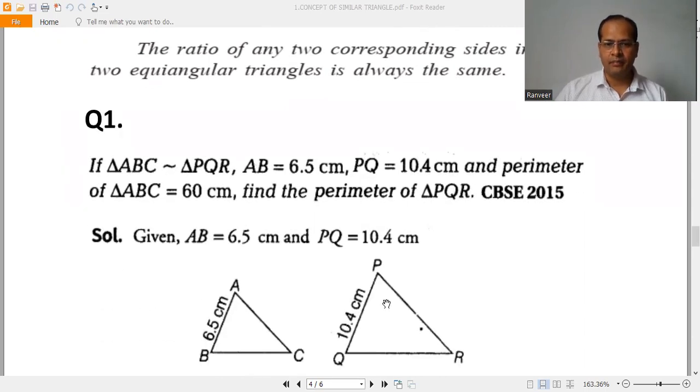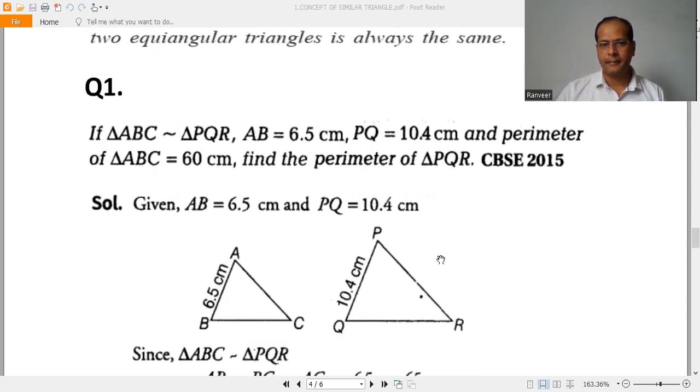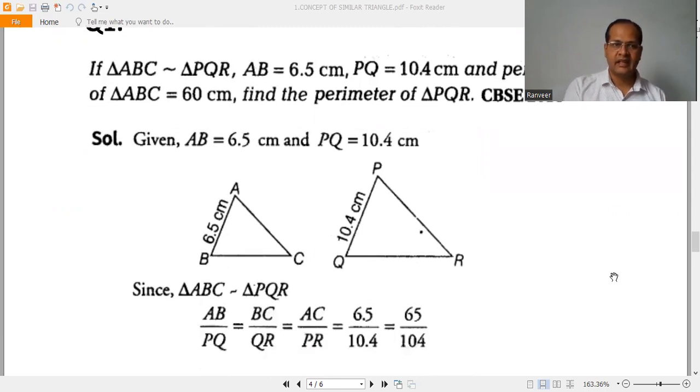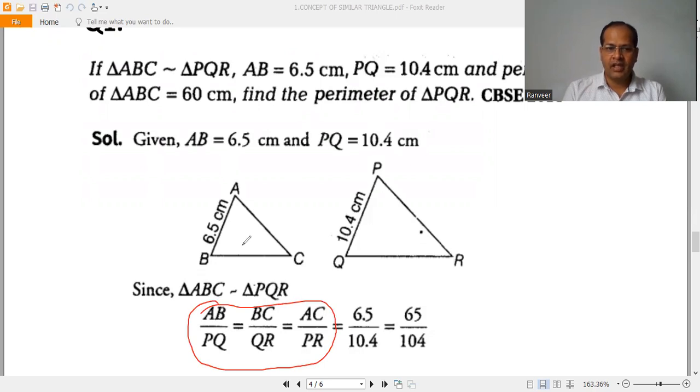Now, ABC and PQR are two similar triangles. The corresponding values of AB and PQ are given, and the perimeter of triangle ABC is 60 centimeters. Find the perimeter of PQR. If these are similar, then the first thing is that their ratio is the same. First, we have to write down the ratio. So here, AB by PQ, the value given is 6.5 divided by 10.4, which we can write as 65 by 104 because the decimal will go.